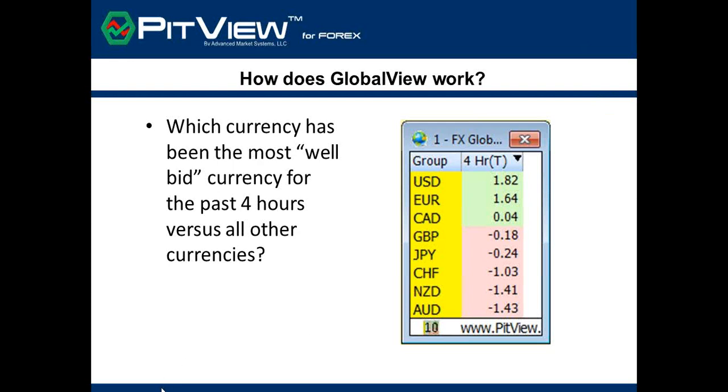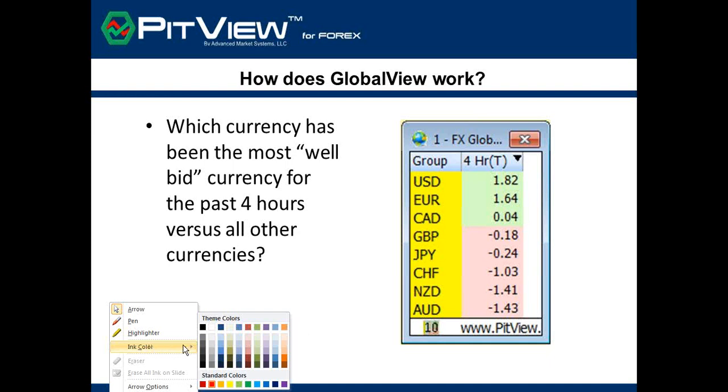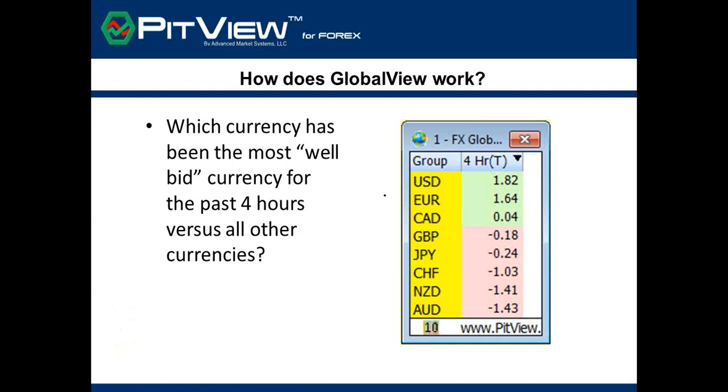Now, for those of you who've gone through the other basics that I've taught, you'll know that what PitView is doing is showing you buy and sell imbalance activity from the market makers over a specific period of time chosen by you, the trader. So what GlobalView is going to do is show you which currencies over a specific time frame have been the most well-bid currencies by the liquidity providers, meaning the strongest currencies that liquidity providers are showing the most buying pressure on, and it's going to rank them all the way down to which currencies have been showing the most selling pressure, essentially.